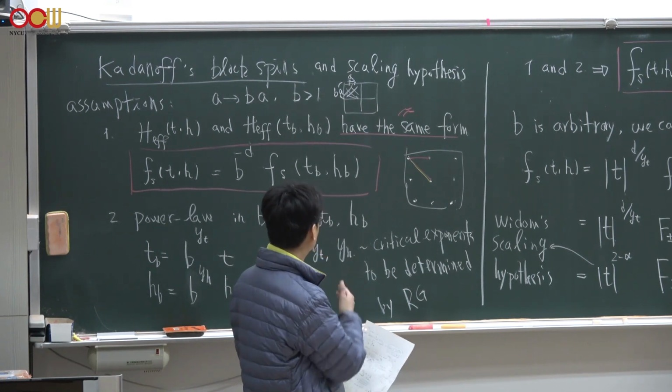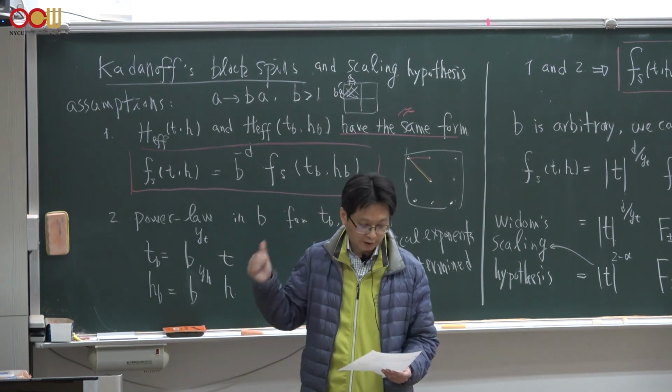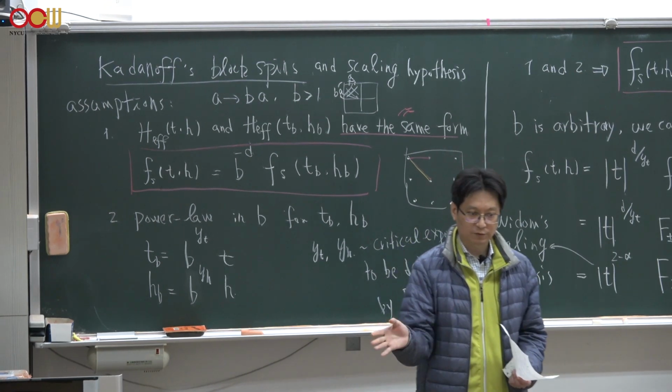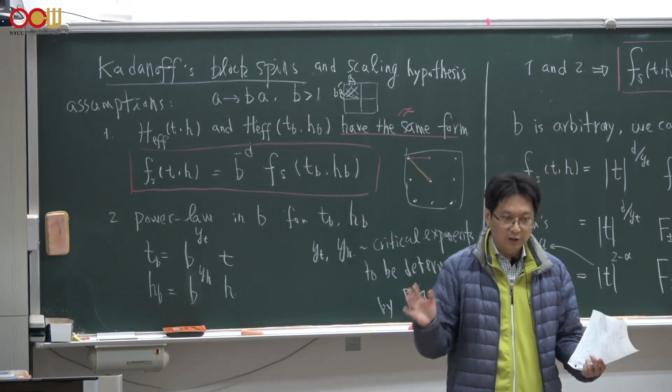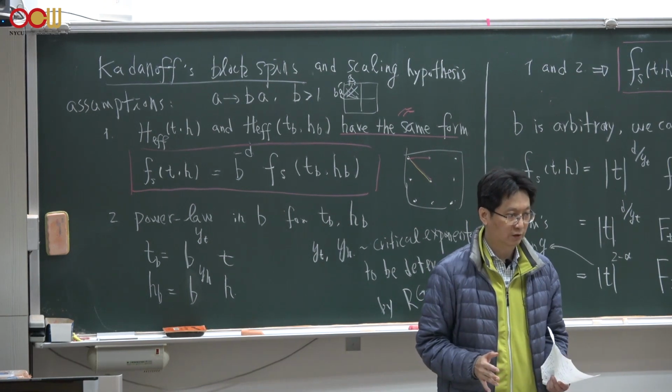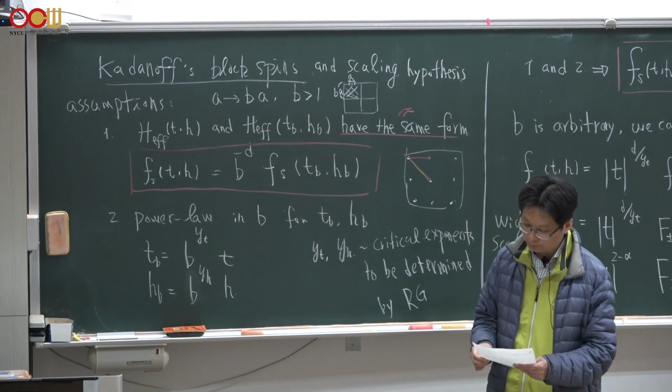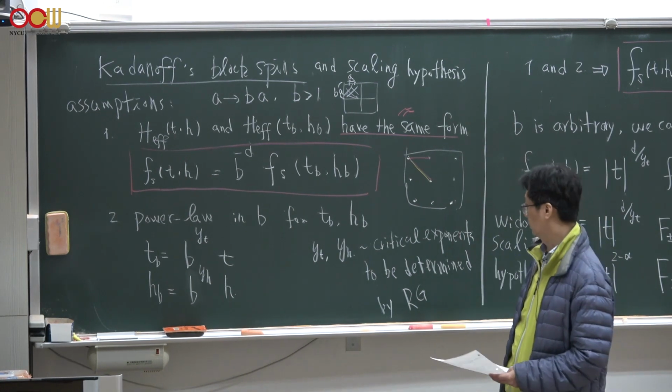Okay, so at this point, this is just an assumption and a sort of approximation. Of course, the Hamiltonian before and after the scale transformations may slightly differ from one another, but this is Kadanoff's very important assumption, which will be justified later.